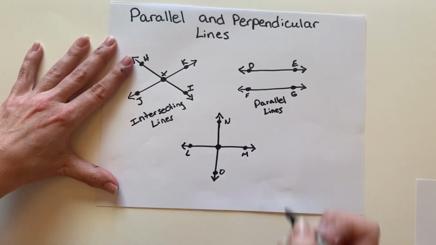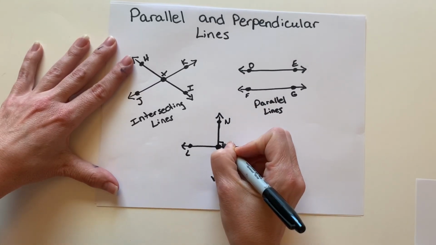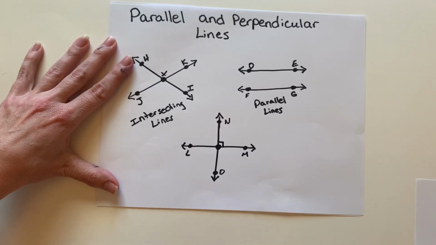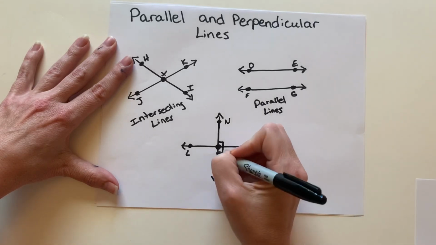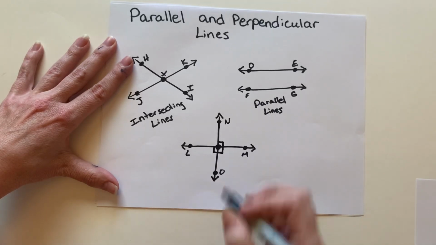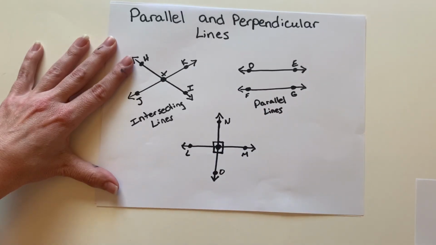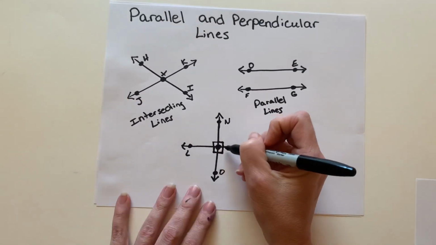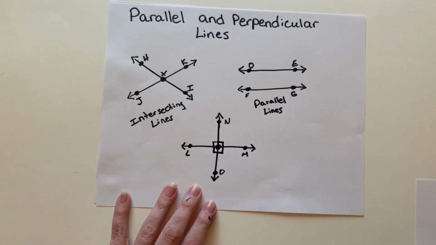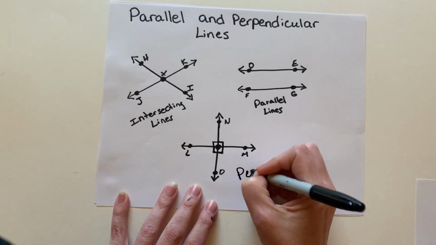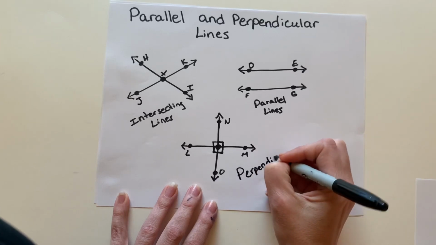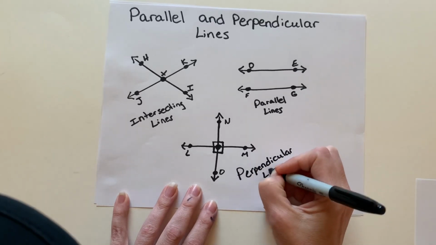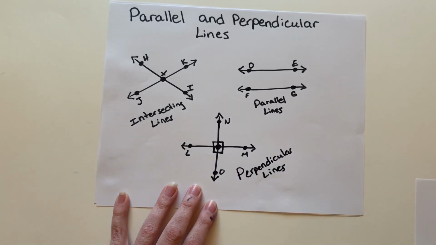But what you notice here is that's a 90-degree angle. And this is also a 90-degree angle, which then makes this a 90-degree angle. And then this is a 90-degree angle. And when you end up with a 90-degree angle where two lines cross, this is called a perpendicular set of lines. Perpendicular. So perpendicular lines are lines that intersect to form 4 right angles.